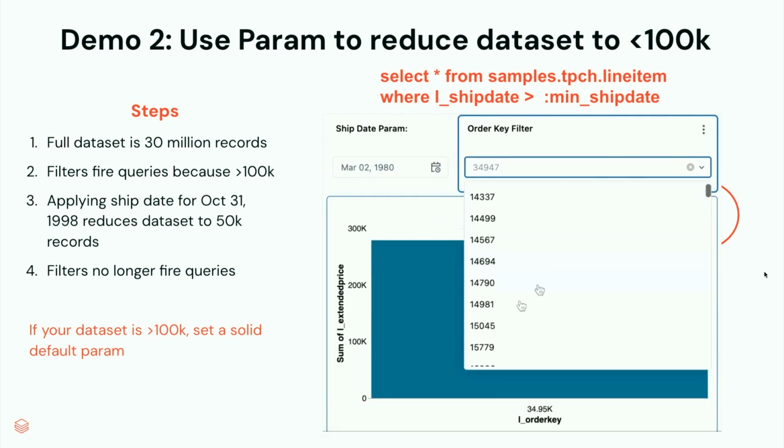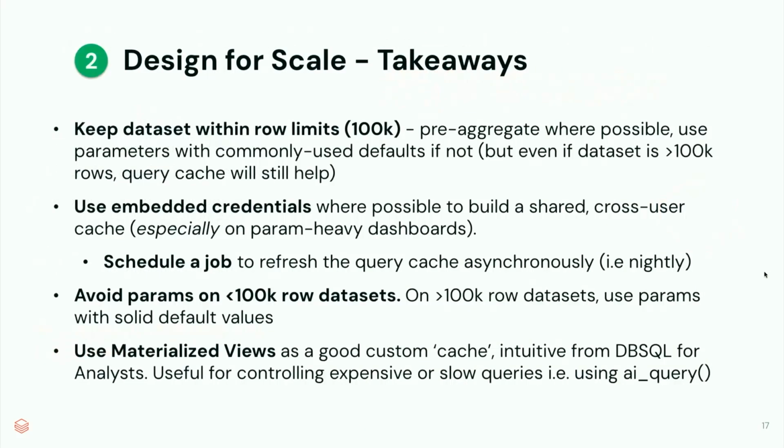So that's the second piece around the behavior. So think about data sets within 100,000 records. Use your embedded credentials where it's possible, because that will do the shared cache. If you use a scheduled job overnight, that can help build that cache for users. If you've got less than 100,000 rows, avoid using parameters, use filters wherever possible. And then lastly, if you don't like these mechanics, if you want your own custom shared cache or specific things, you can consider using materialized views from the Lakeflow project. And those can be a good custom cache if you want specific behavior and control the refreshes more granularly.